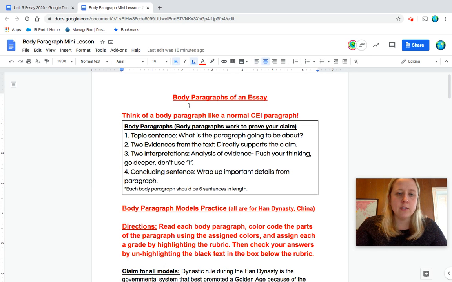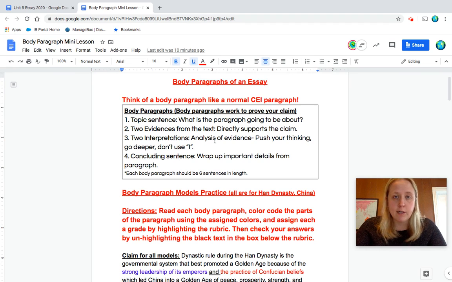So let's go back to our mini lesson. And again, this is to help you see some examples and non-examples that will help you to write your body paragraph. Hopefully your body paragraph should be pretty easy for most of you, right? Because it's just like a normal CEI. Okay, about 6 sentences. You need a topic sentence, which is like a claim, 2 pieces of evidence with 2 interpretations, and your concluding sentence.